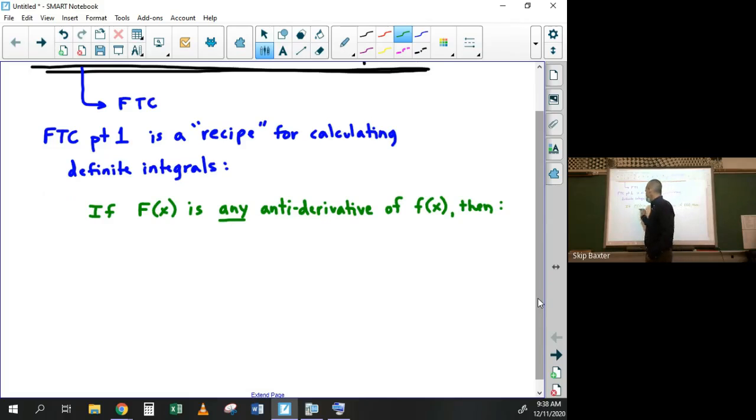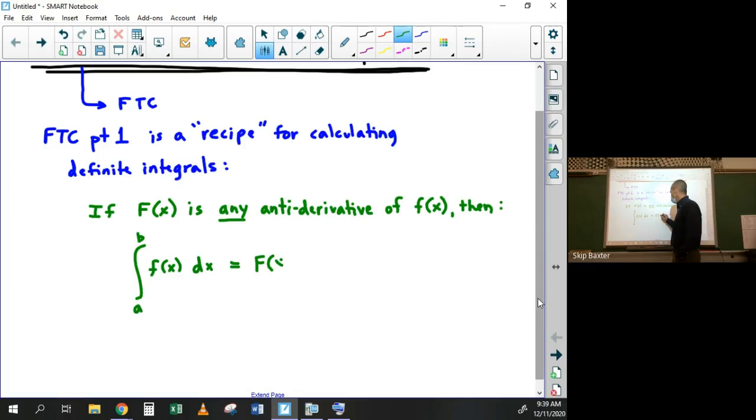Then the symbol for definite integrals is an integral symbol with a number on the bottom and a number on the top, of f of x dx, is equal to capital F of x, and this is the way it's written, capital F of x with a vertical line after it, and then a and b.